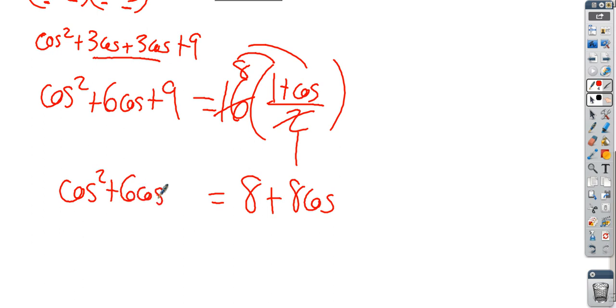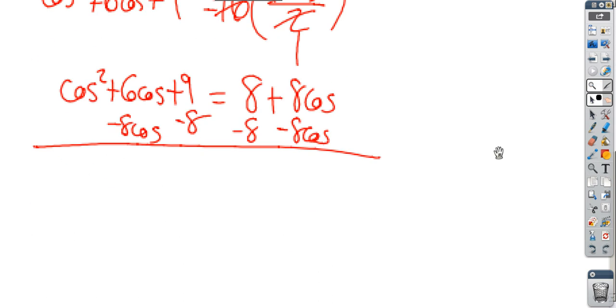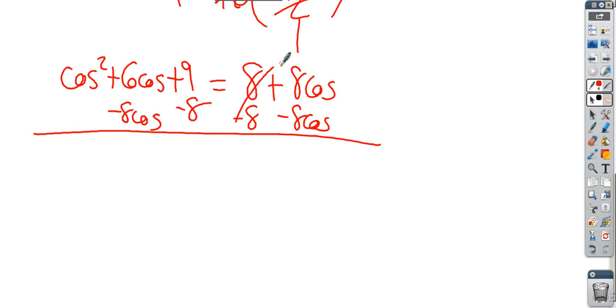And now, of course, we're going to put everything on one side. So we'll move the 8 over, and we'll move the 8 cosine over. And now this is going to give us strategy 4 on this sheet, which is factoring a trinomial. And you'll see that in just a sec. So these go away. This whole side is equal to 0 now. You have cos squared. 6 cosine minus 8 cosine is minus 2 cosine, and 9 minus 8 is 1.